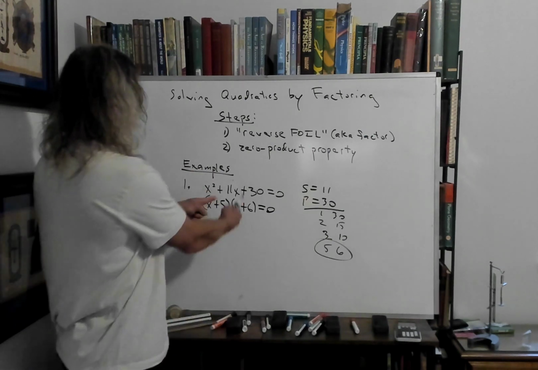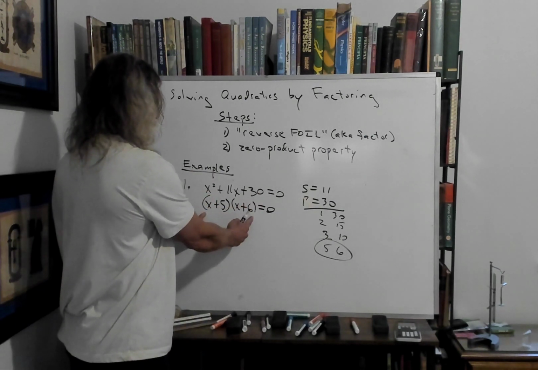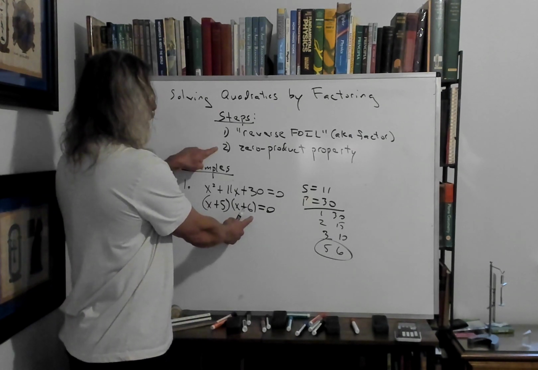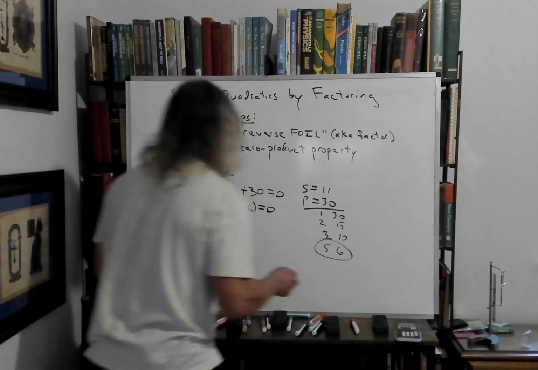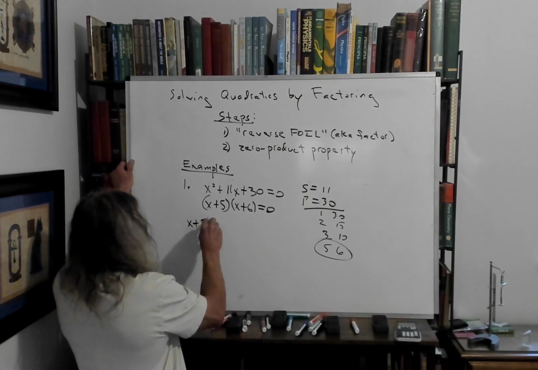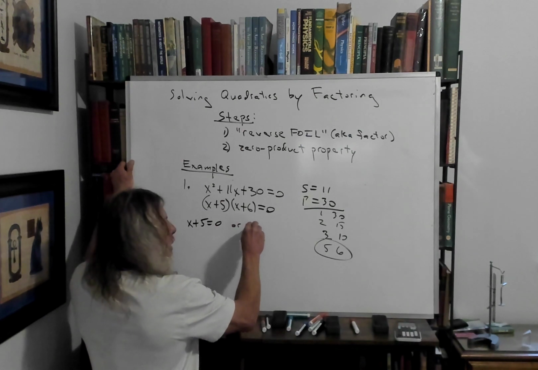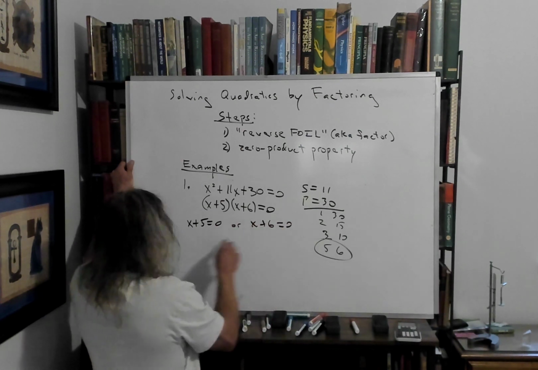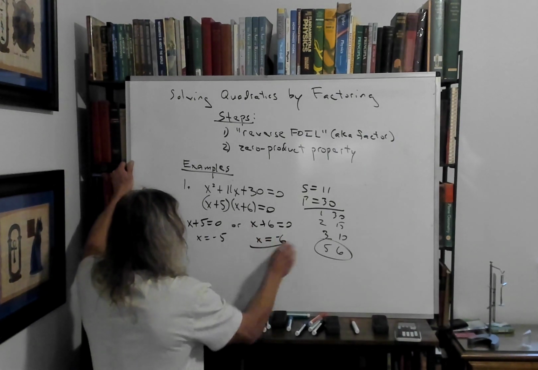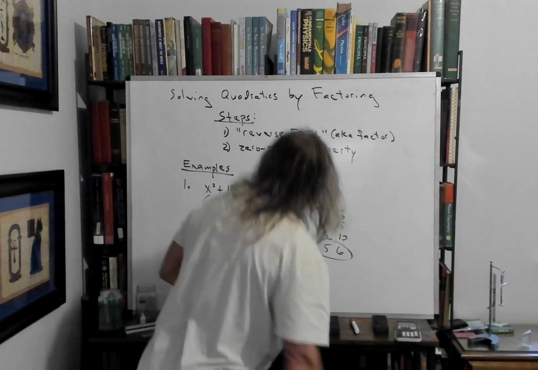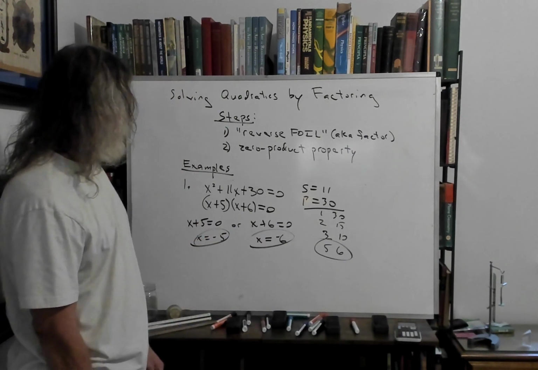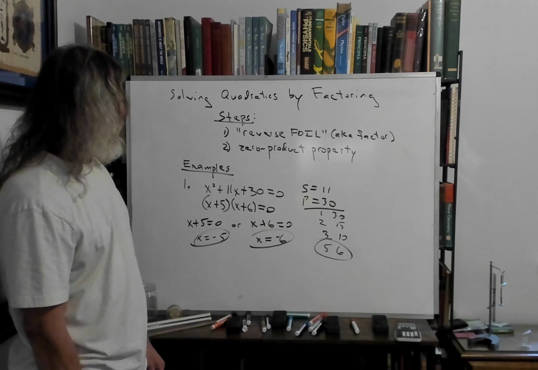So we get this part and factor it. Reverse FOIL. Done. Now zero product property. So as before, x plus 5 is 0, or x plus 6 is 0. Done. So our answers are negative 5 or negative 6. And that's what we would do basically to show our work.